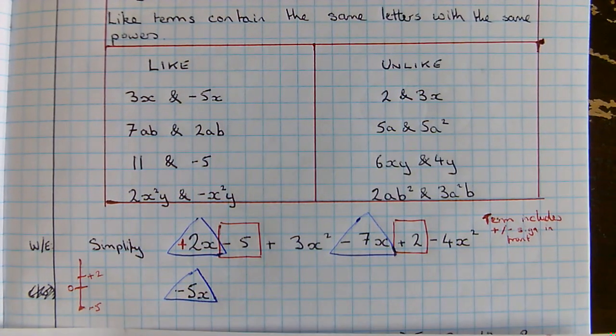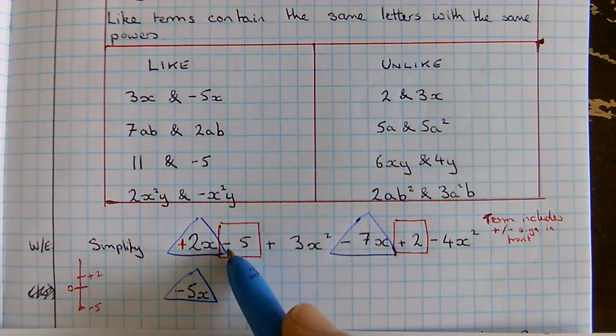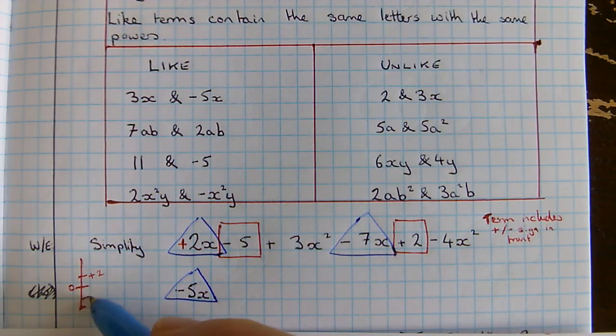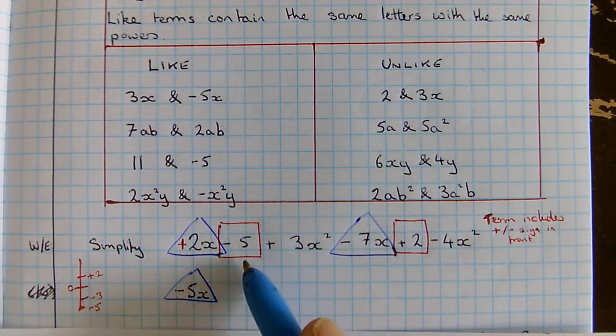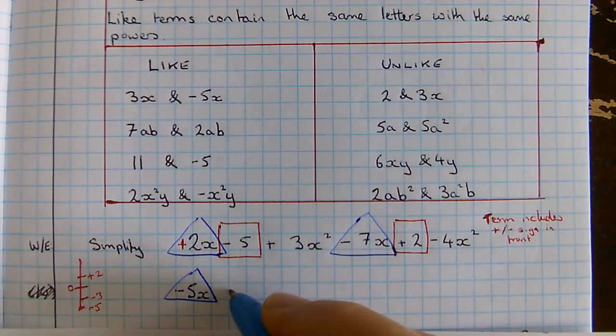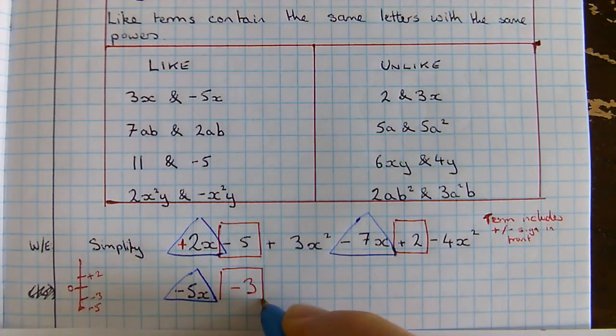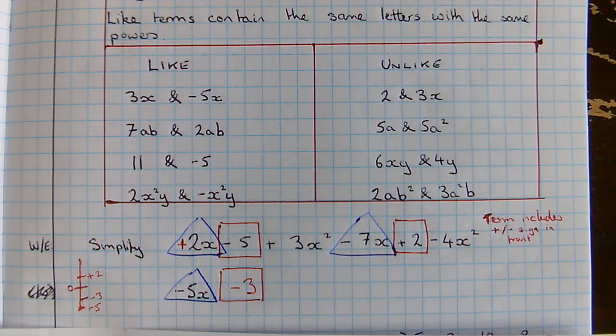And again, looking at my number line, if I started with minus 5, went up by 2, 1, 2, I'd end up with minus 3. So here minus 5 plus 2 gives me minus 3. And that's the result of simplifying the terms in the red boxes.